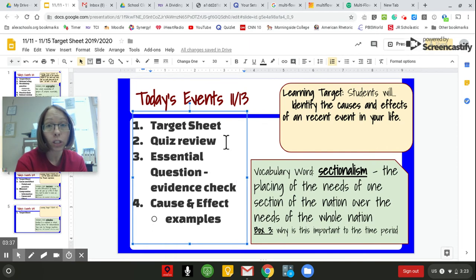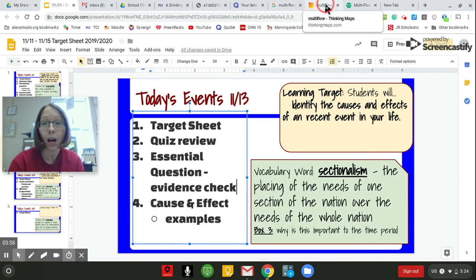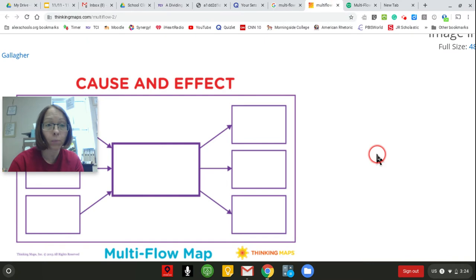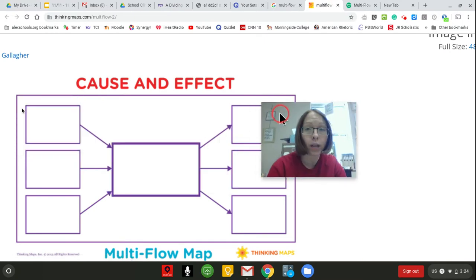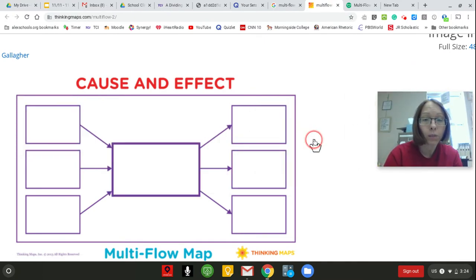And in Schoology, in the tests and quizzes folder, is the essential question worksheet. So just write it on a sheet of paper if you don't have a printer at home to print it out. And then finally, we are doing the cause and effect examples. Now I'm going to show you a multi-flow map. This is from the Thinking Maps people. I'll move myself out of the way. And this is a multi-flow map.